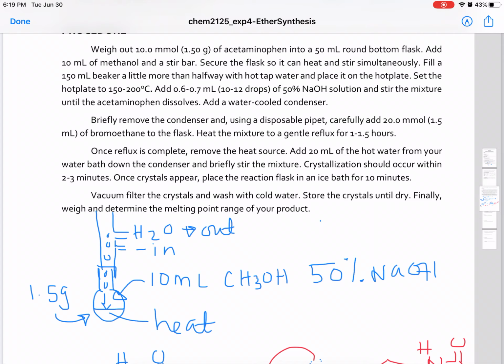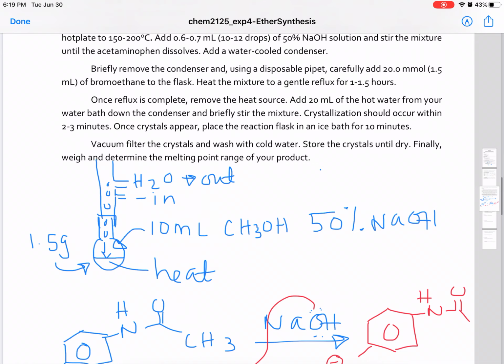And then you're going to heat the mixture to a gentle reflux for another 1 to 1.5 hours for the reaction to complete. After the reflux is done, you're going to remove the heat source, add water from your water bath down the condenser, and briefly stir the mixture. You're going to be adding hot water. When you add hot water, what happened? You just made an organic compound, which is your phenacetin.